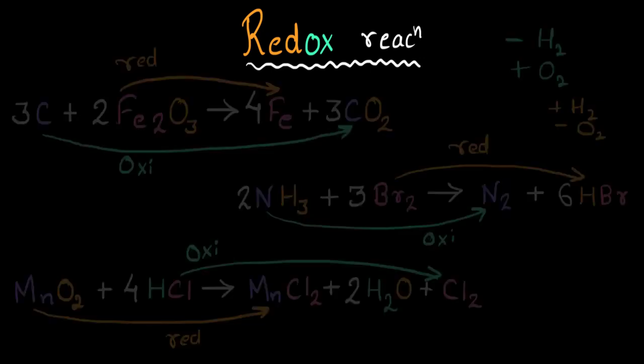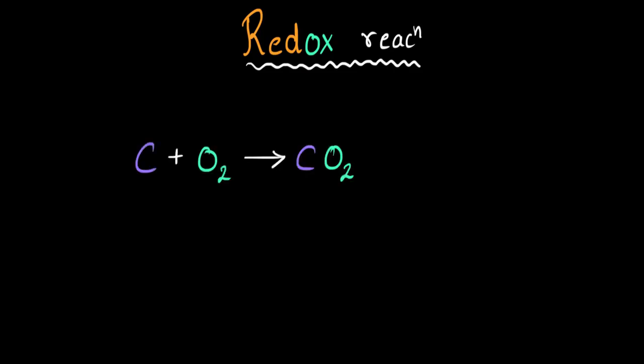See, for example, if I take this reaction, carbon plus oxygen gives you carbon dioxide. So over here you can see that, hey, oxygen is getting added to carbon. That's why carbon is getting oxidized. Carbon is getting oxidized, right? But you might not be able to see what is getting reduced. Here in this particular case, oxygen is getting reduced.